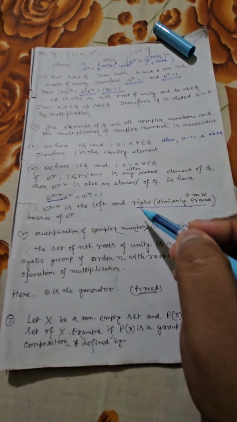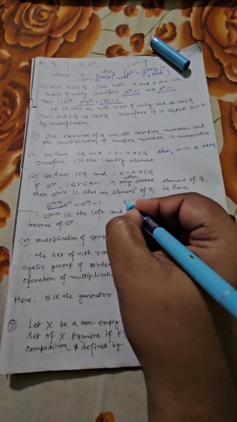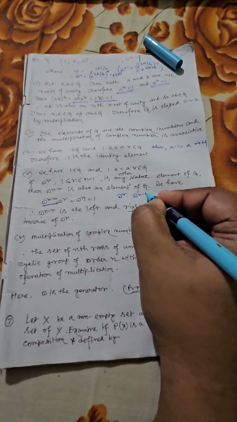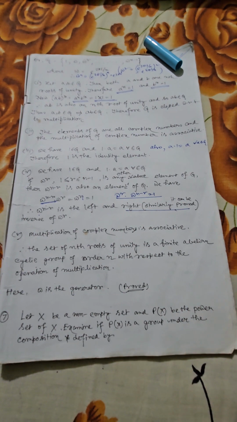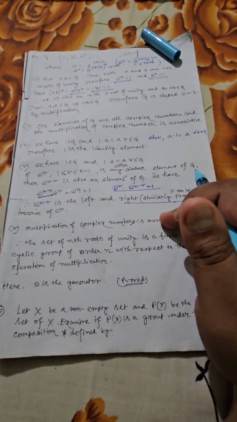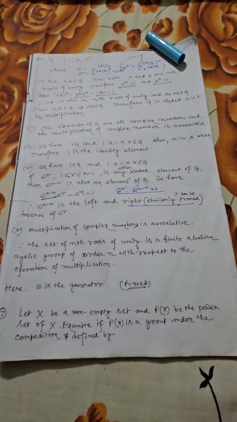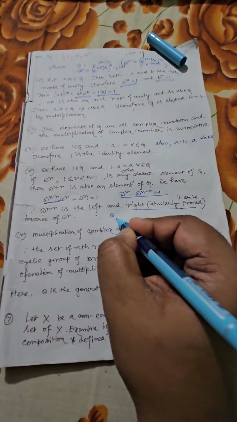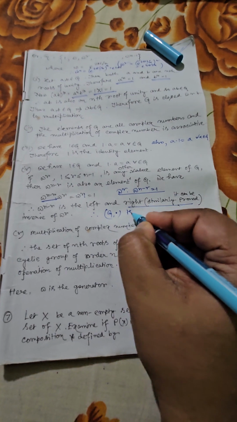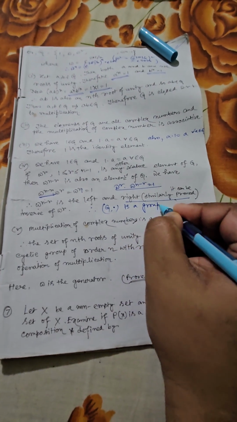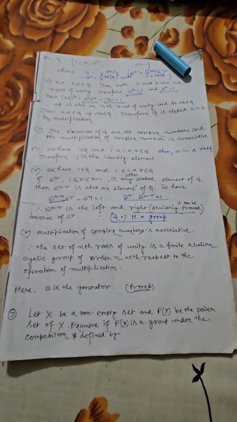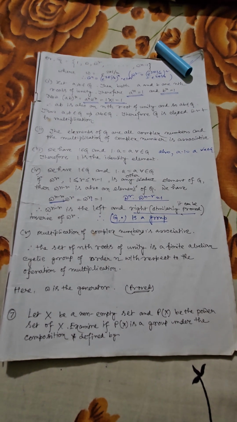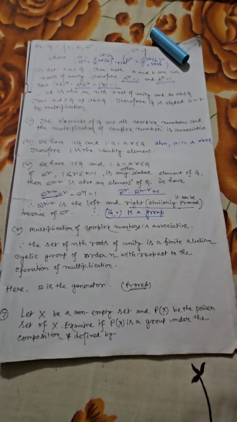It is the left inverse, and it can also be shown that omega to the power r dot omega to the power n minus r is also equal to 1. That means it can be proved in a similar manner that it is also the right inverse of omega to the power r. So here you can say G comma dot is a group. That means G is forming a group with respect to what? With respect to multiplication as the operation.